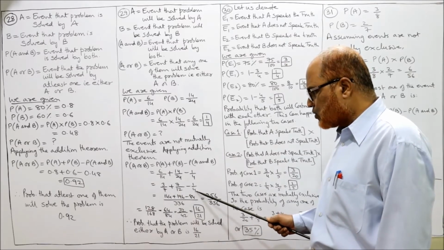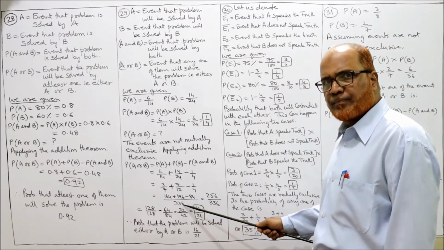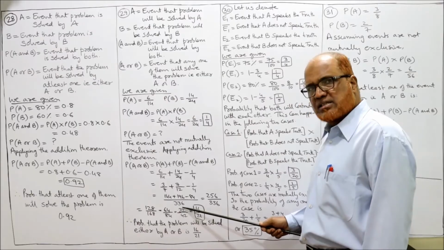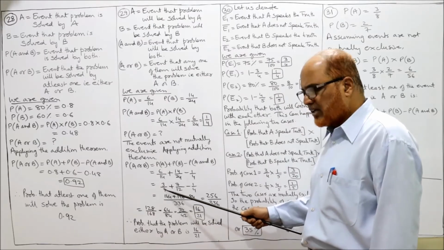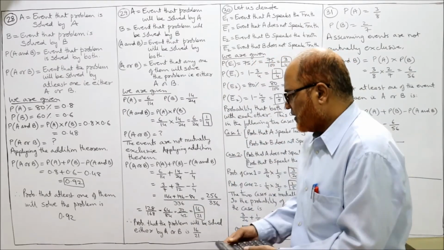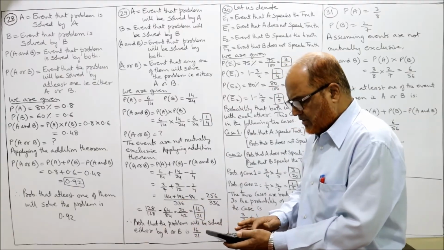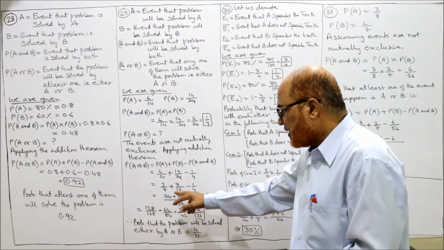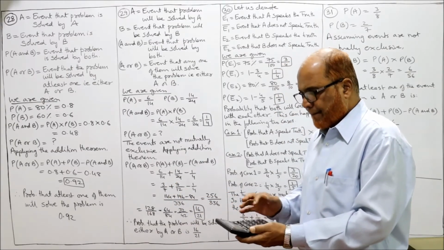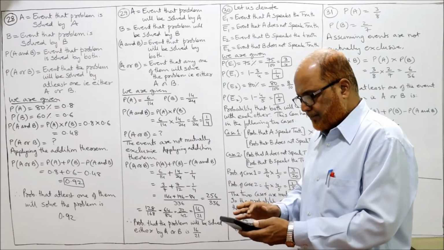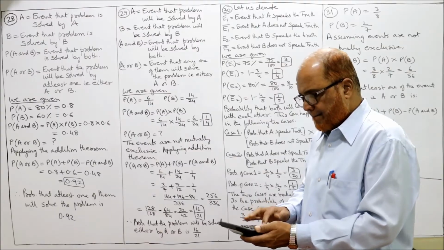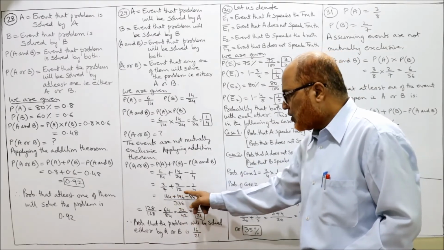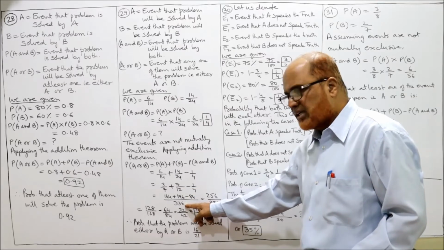Now the denominators are 7, 12, 4. If we take the LCM, multiply 7 into 12 into 4, you will get 336. Now how many times does 7 go into 336? So 336 divided by 7 gives you 48. 48 into 3 is equal to 144. You can see 144.